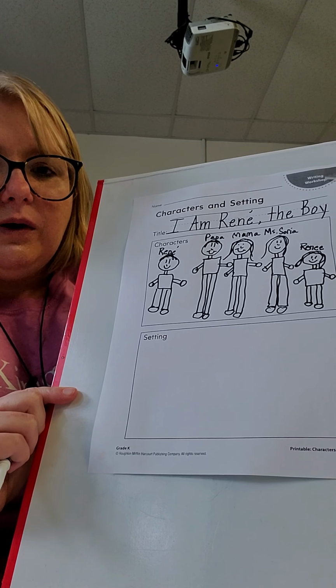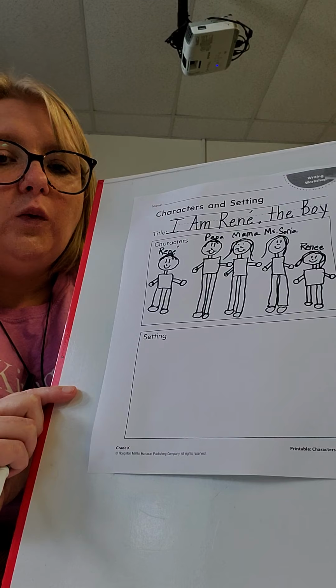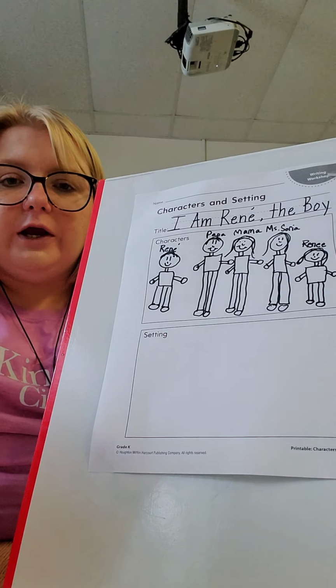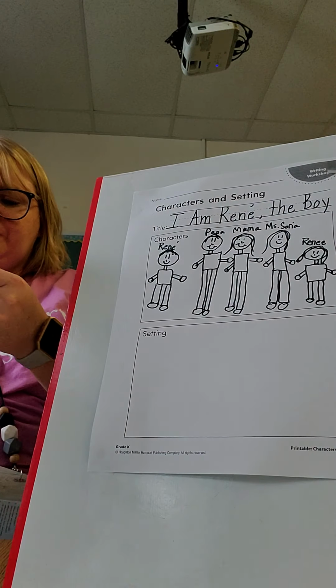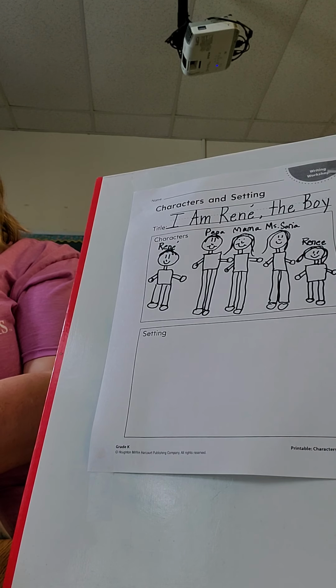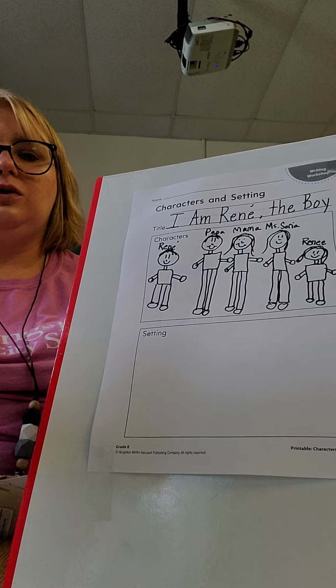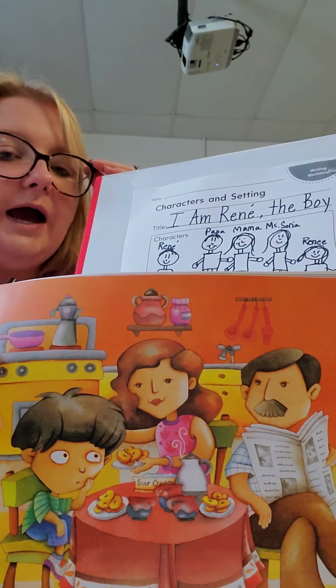So the next thing I want to talk about is setting, where the story happens, where and when. So when I'm thinking about this story, it happens in two different places. I want to show you. So part of the time in this story, you see that Renee is at home with his mom and dad.